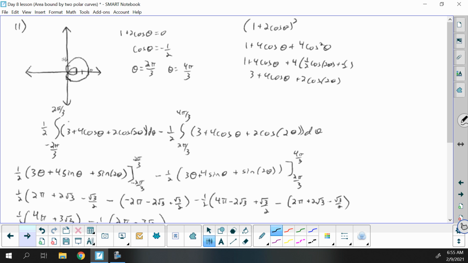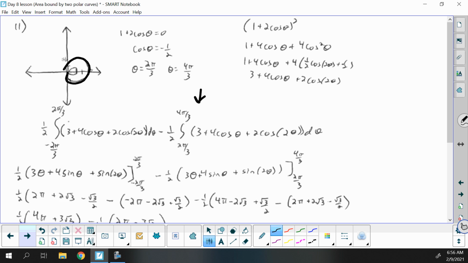All right, for this one, we know our inner loop goes from 2 pi over 3 to 4 pi over 3, so that's this here. So then the outer loop, because we want it to be continuous, we want to go from negative 2 pi over 3, because that's the same as 4 pi over 3, all the way to 2 pi over 3. So we want to go like that.